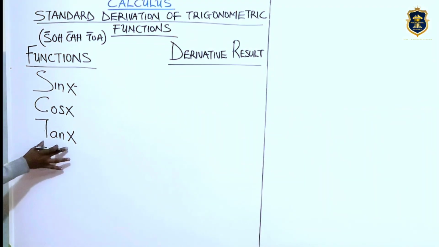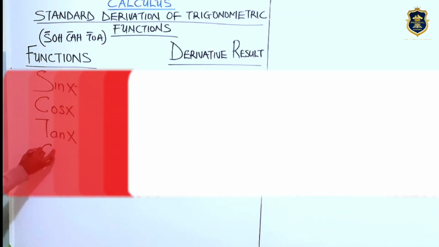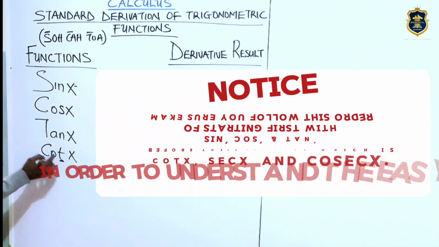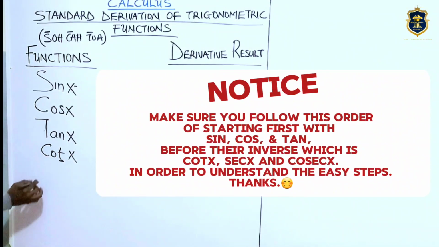Right, so the next should be what? The inverse of tan. And what's the inverse of tan? It is cot x. And how do we do that? CO, the third letter here, T, tallies with this T.